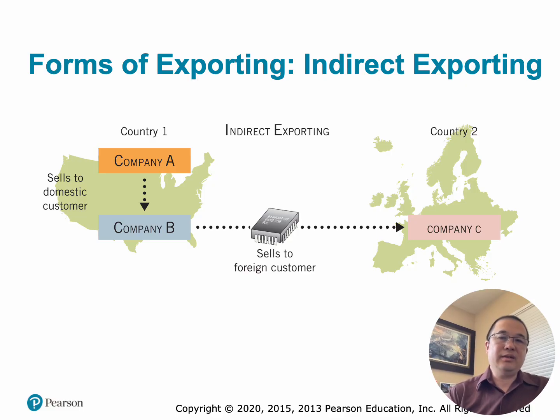So why is it called indirect exporting? Company A does not deal directly with foreign customers. The exporting activities such as finding foreign buyers, shipping products internationally, handling customs documentation, managing foreign regulations, and collecting payment are handled by Company B.